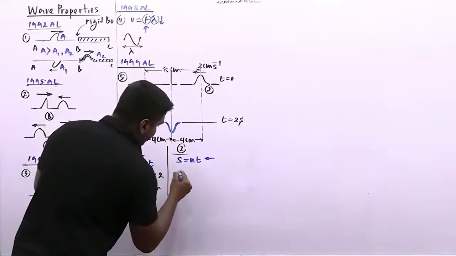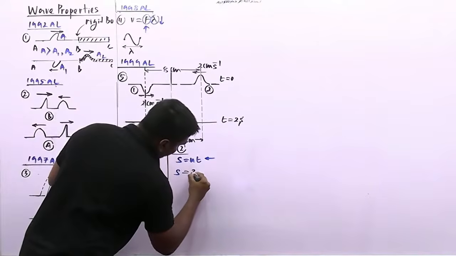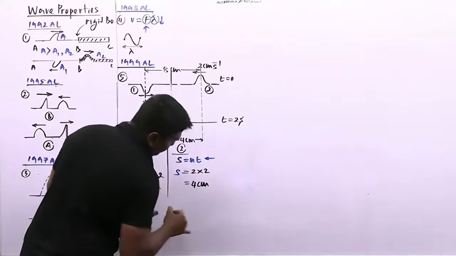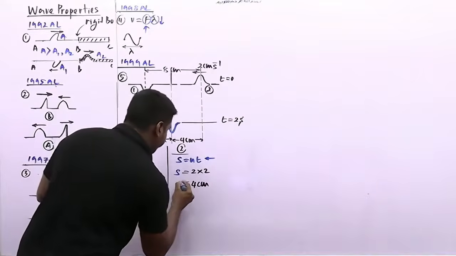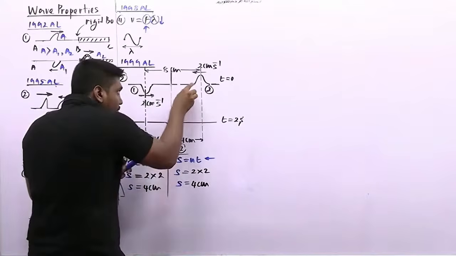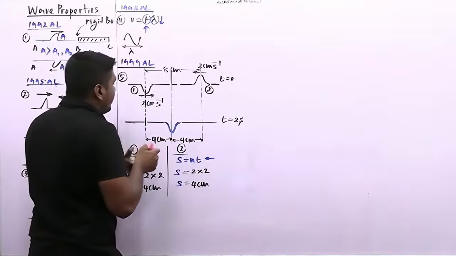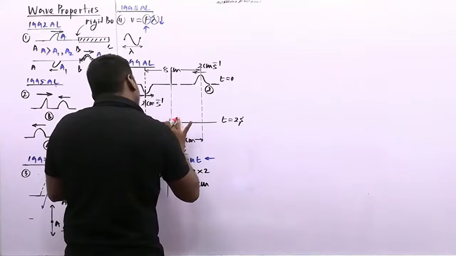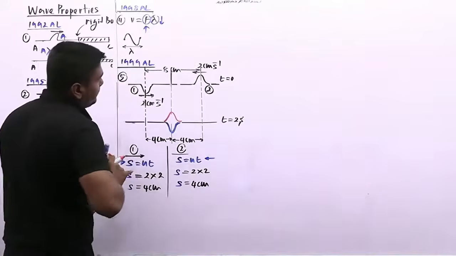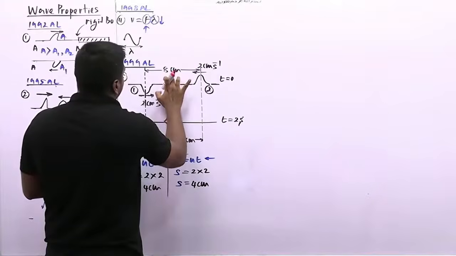Then the distance traveled by pulse number 2 is also 4 centimeter. Speed of pulse number 2 is 2, time taken is 2 seconds, 4 centimeter. Right? Then if I mark the location of pulse number 2 at the 2 second time period, pulse number 2 will be exactly this. Very simple.